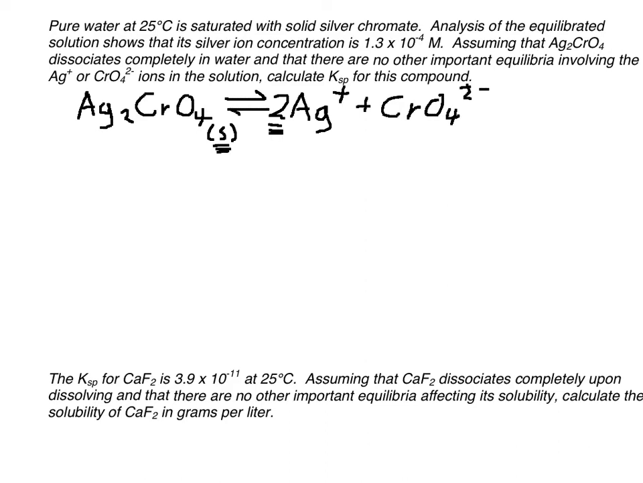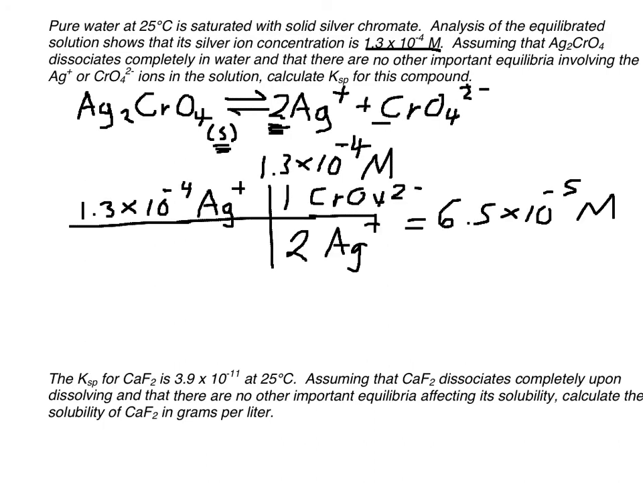Now that we have the equation, we can take this concentration of silver ion, and if we have 1.3 times 10 to the negative fourth molar of the silver ion that's formed, and we know this is formed in a 2-to-1 ratio, that means that we must be forming half of that in chromate ion. So we have our two equilibrium concentrations. We can take these and plug them into our equilibrium expression.